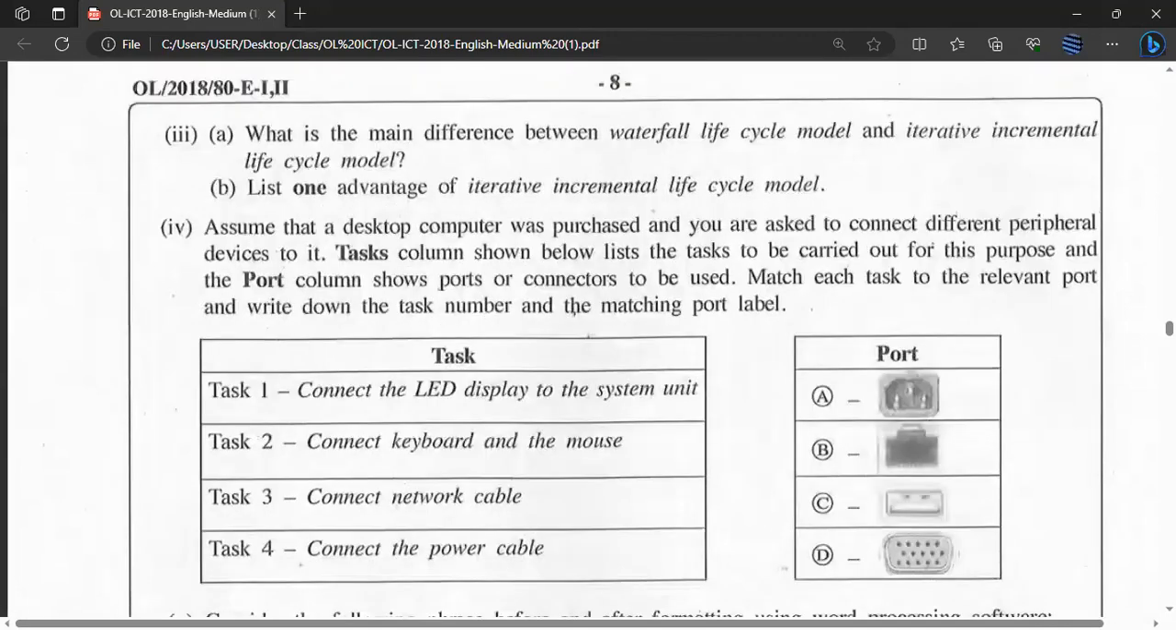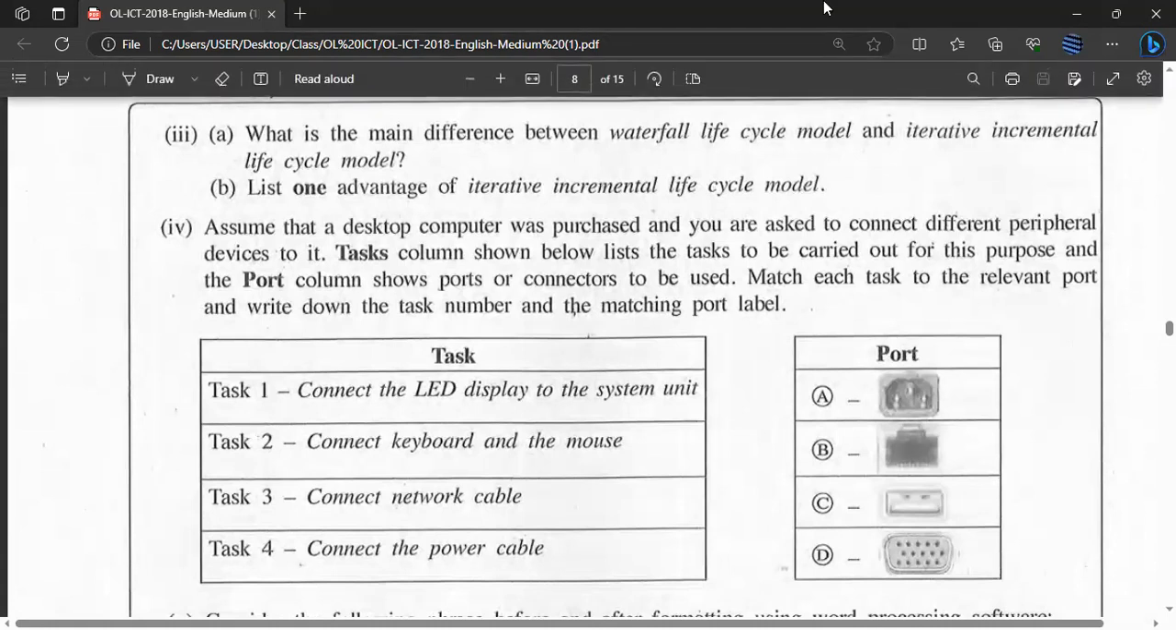They are asking what is the main difference between waterfall life cycle model and iterative incremental life cycle model. So we'll see what is the main difference.